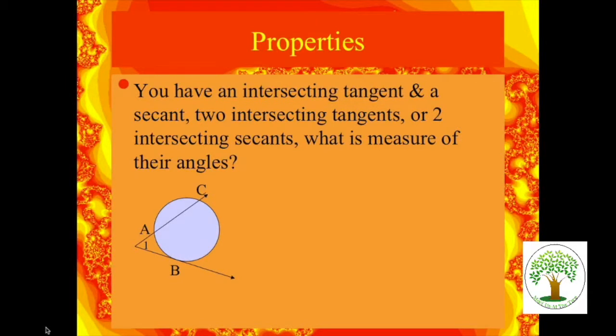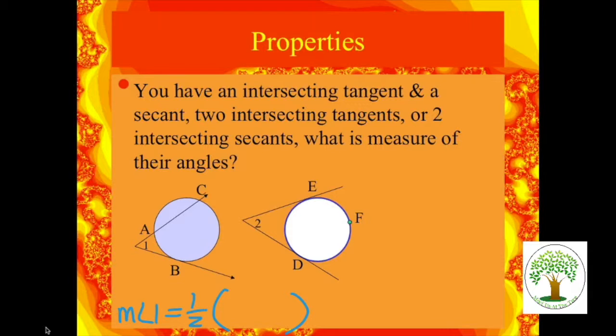I told you a hint: if it's on the outside, what are we going to do with those arcs? Subtract them. So, we're going to subtract them. What do you think it's going to be? Measure of angle 1 is a half. We're going to have our intercepted arc, which in this case is CB minus AB.